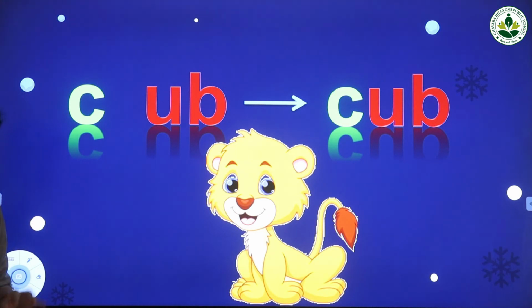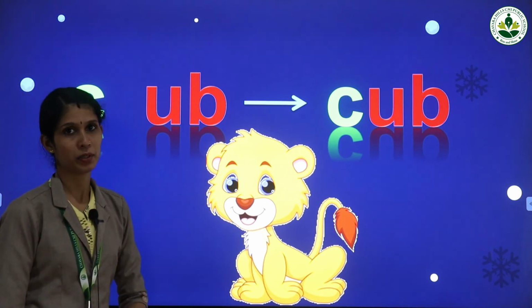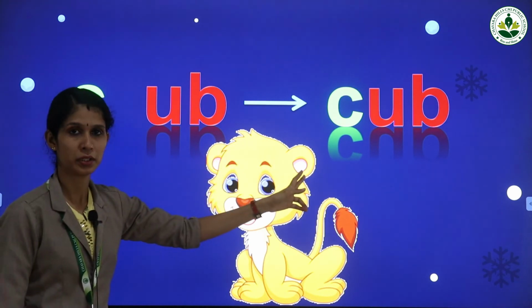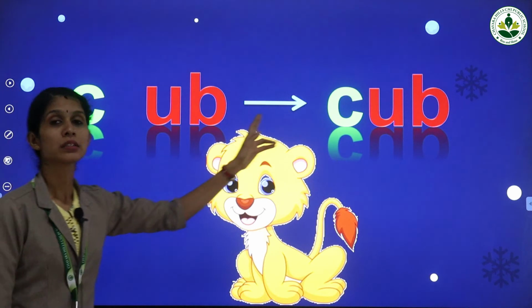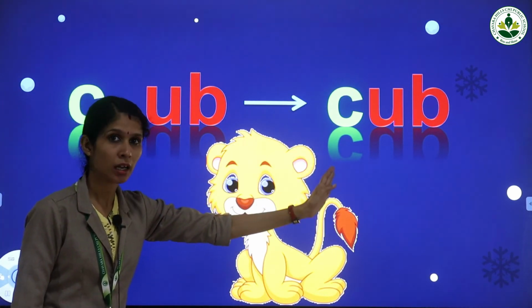Look at the board and listen carefully. Here we add letter C with ub. What is the phonic sound of letter C? Yes, it's k, isn't it? K, ub. We can read this word as cub. Cub. Once more. K, ub, cub.